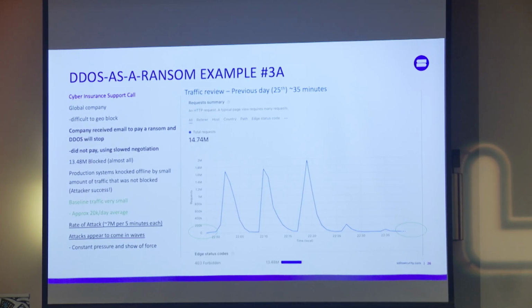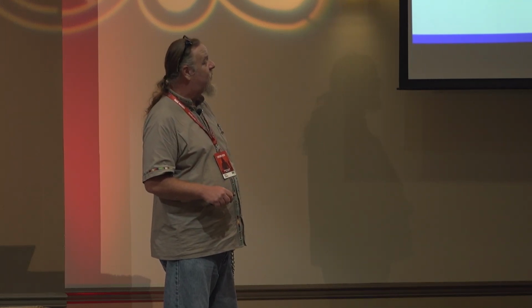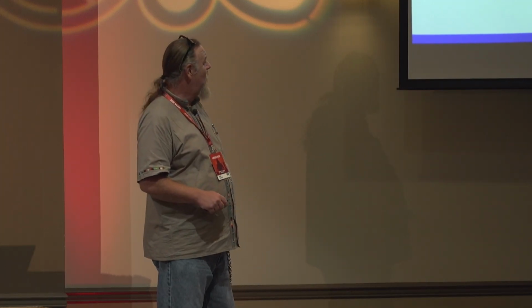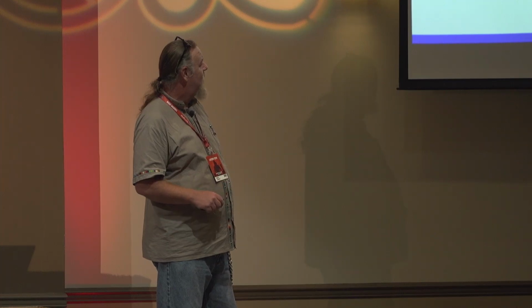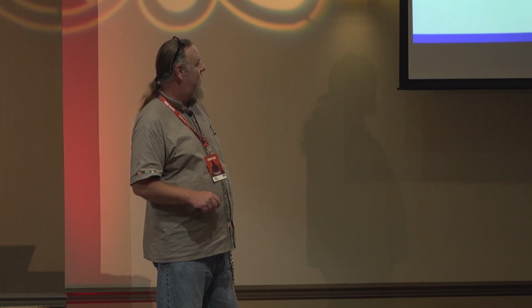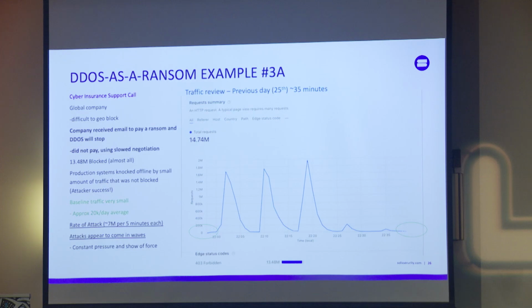And so they used a slow negotiation tactic. Keep them on the line while you see if you can fix this on your own, right? And that's not a bad tactic. Not a bad tactic at all, right? So the baseline, if you notice, in the green is very small. Their traffic was minute compared to the attack, right? And most of that traffic of the 14 million was actually forbidden. It was blocked, 403, unauthorized traffic, right? Or forbidden.